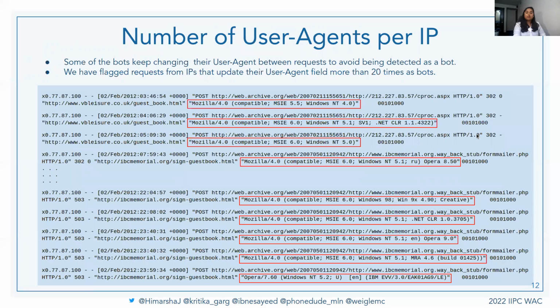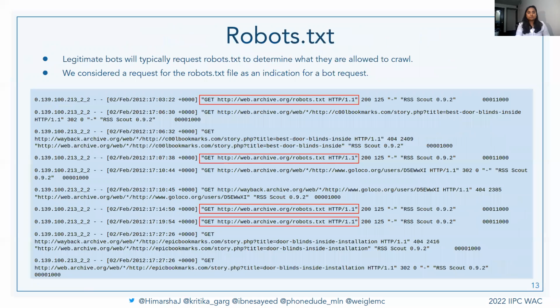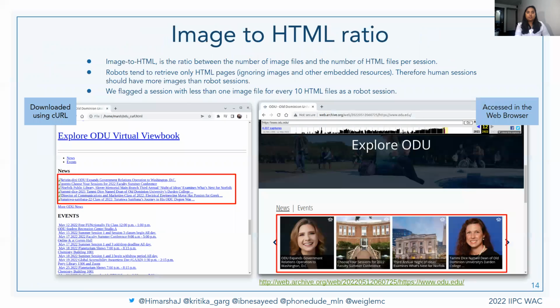Now, some of the bots keep changing their user agent between requests to avoid being detected as a bot. As you can see in the highlighted examples, this particular IP keeps on changing its user agent for each request. Legitimate bots will typically request robots.txt to determine what they are allowed to crawl. We use this as an indication for a bot session.